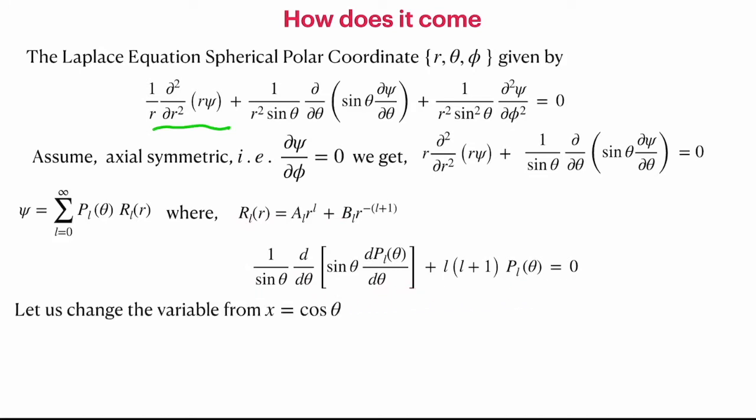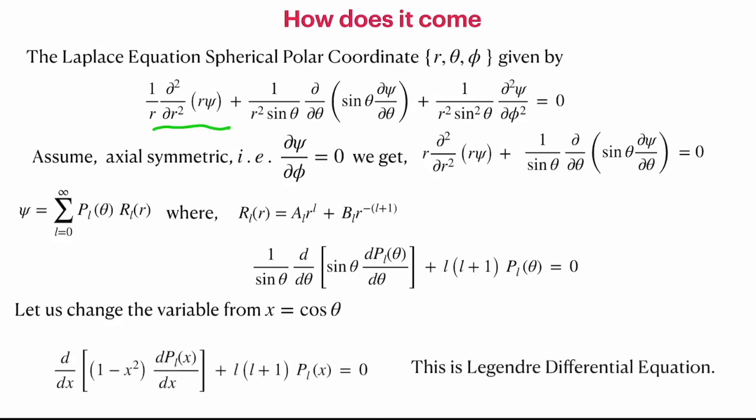Furthermore, we change the dependent variable from theta to x equal to cos theta, and then we get the differential equation d by dx of (1 minus x squared) dP by dx, plus L into (L plus 1) into P of L of x is equal to 0. This is the Legendre differential equation.